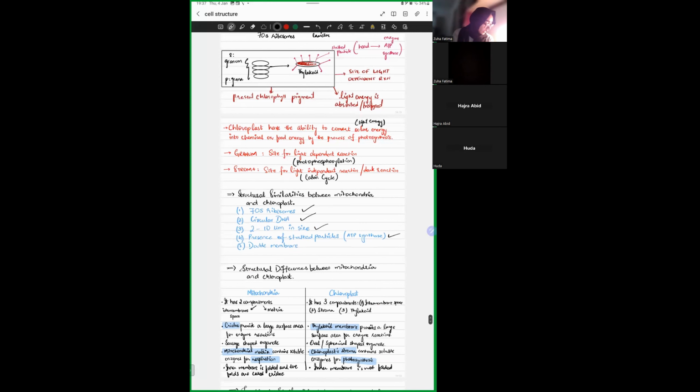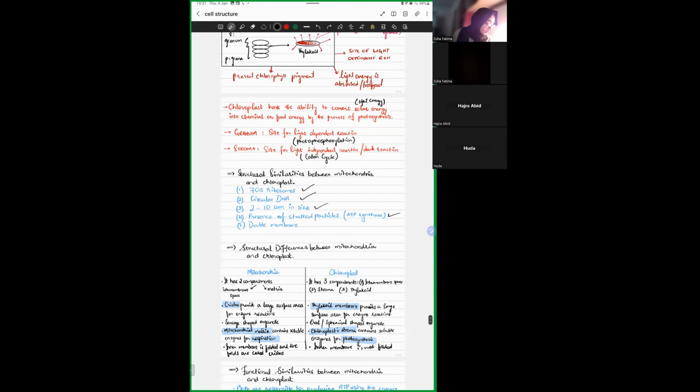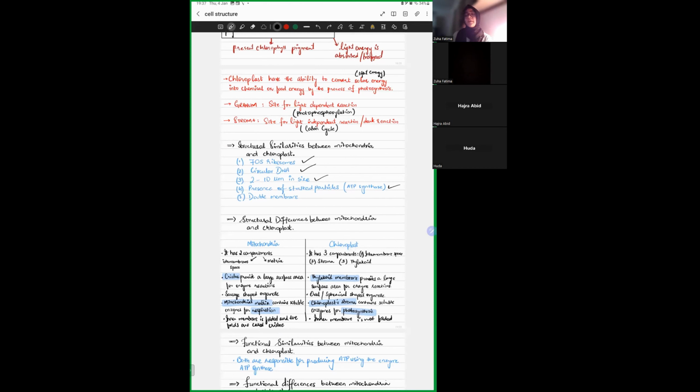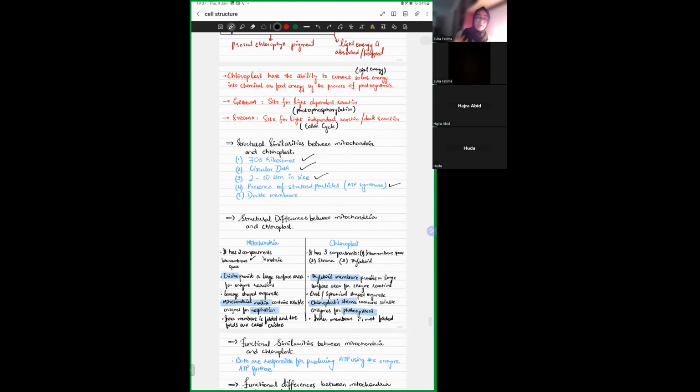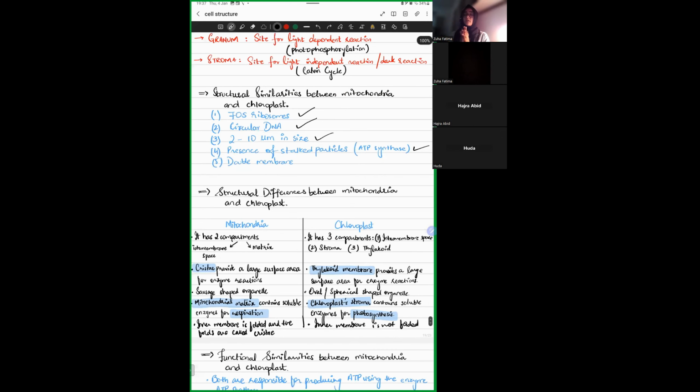Okay. Mitochondrial matrix contains soluble enzymes for respiration. Obviously, we have studied that mitochondria carry out aerobic respiration, so whatever enzymes are inside the mitochondria will be present in its matrix, carrying out respiration. And in chloroplast, the enzymes would be responsible for what? They would be responsible for photosynthesis, and because the region inside a chloroplast is called stroma, those enzymes would be present inside the stroma of the chloroplast. Okay, so these are the structural differences between mitochondria and chloroplast.